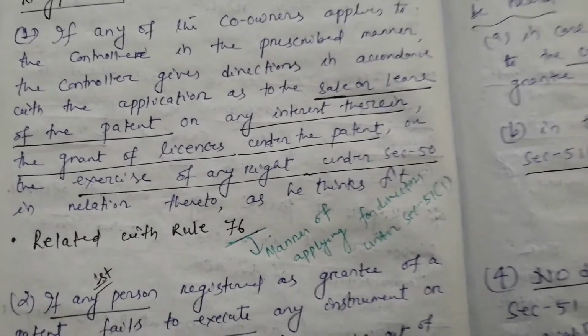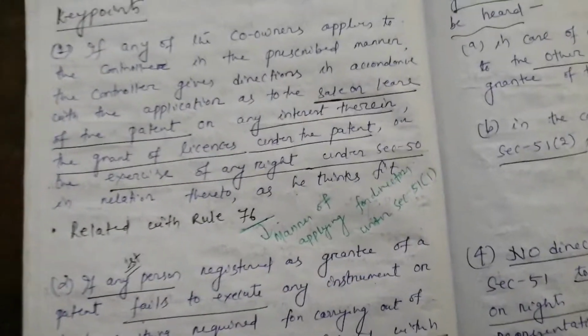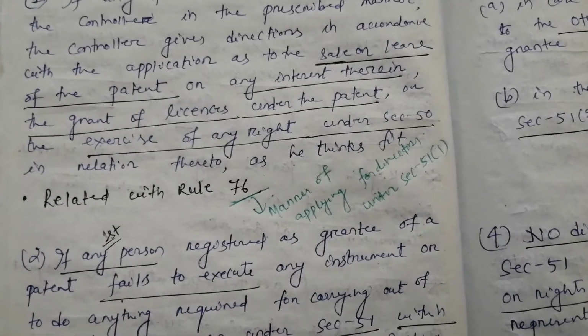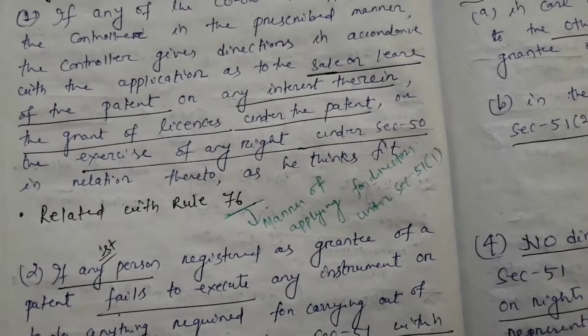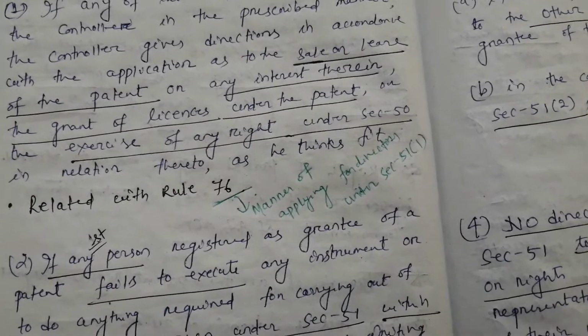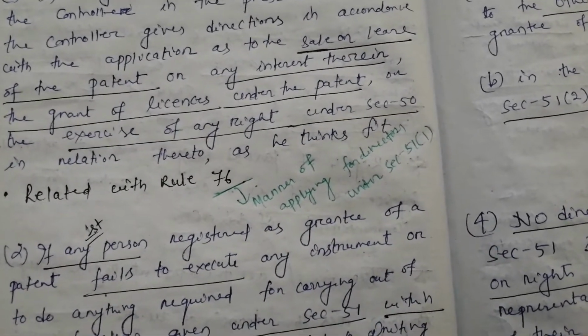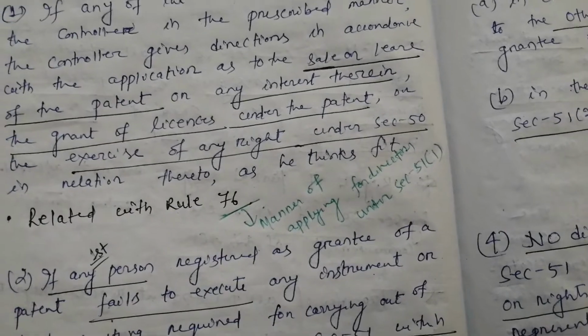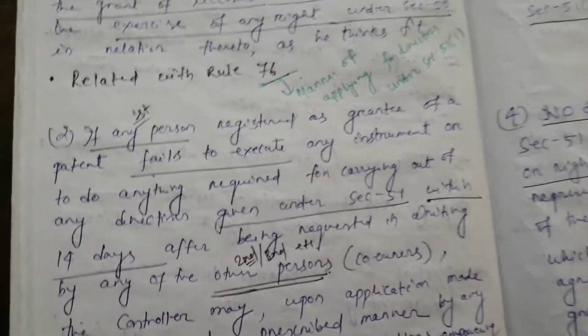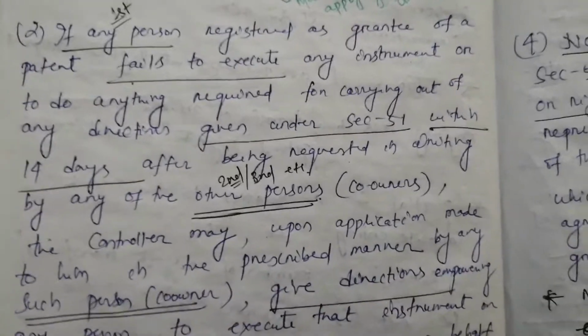Another thing is that this subsection 1 is related to Rule 76. Please go and take a look at it. And what is Rule 76? It is about the manner of applying for directions under Section 51 subsection 1. Fine. Now, I will go to subsection 2.